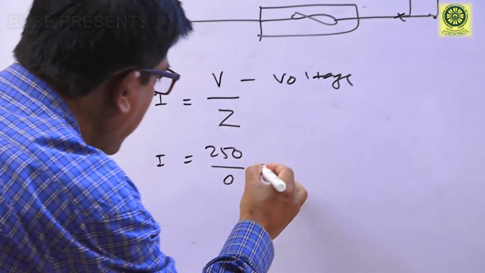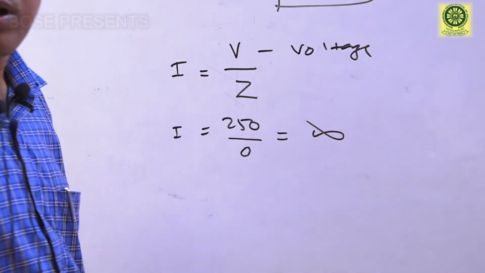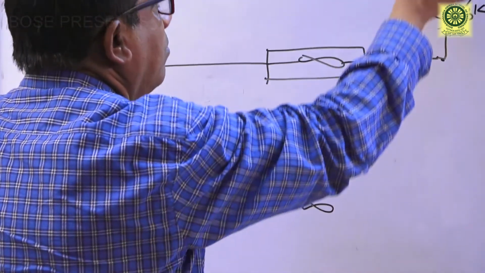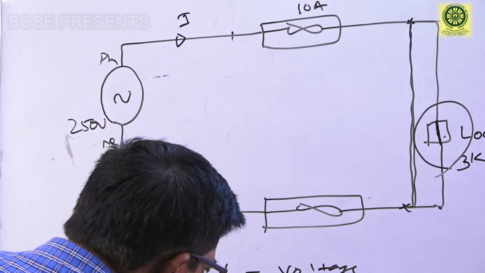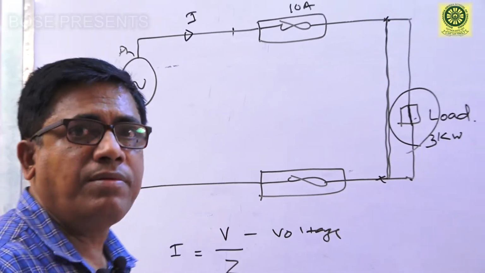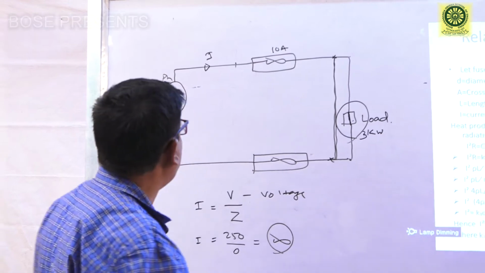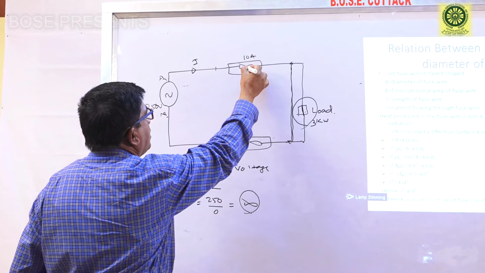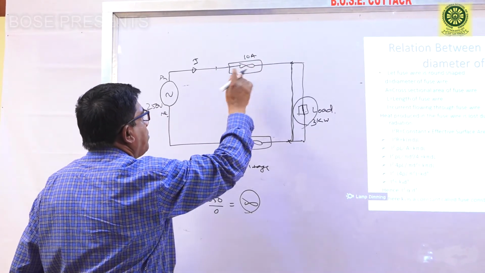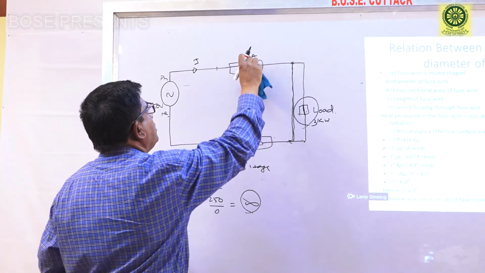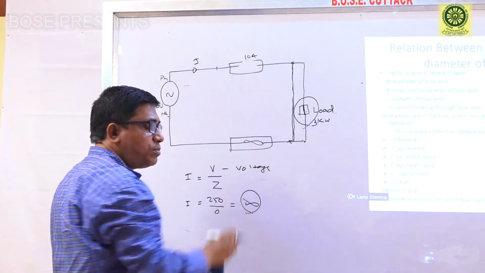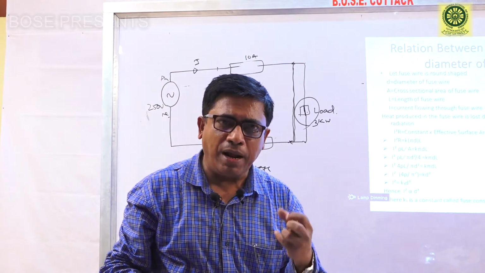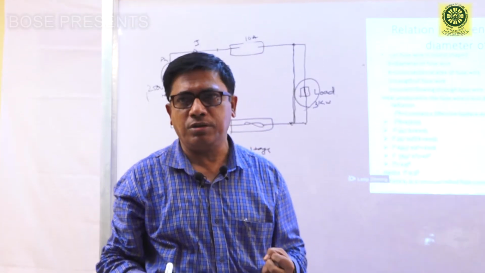So what is the current? The current is infinite, a very high value of current. We call this a short circuit. This is directly shorted. So it is a very high value of current. Immediately it will start heating and finally be disconnected immediately. This is known as the protective device. So this fuse element gives protection against overload and short circuit conditions.